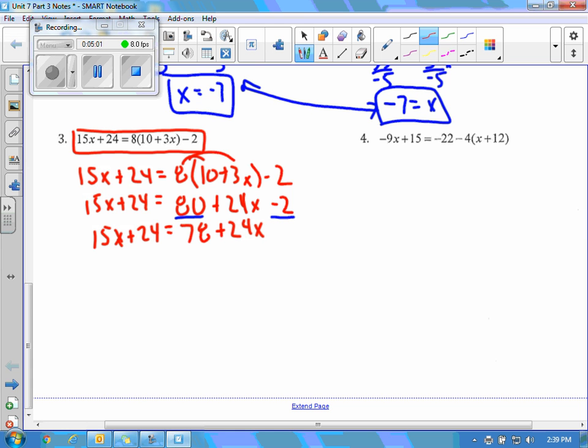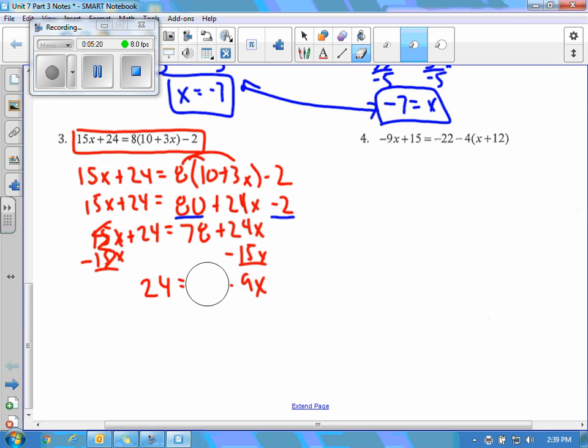Again, I'm going to choose to subtract 15x from both sides. The reason why I'm doing that is that I want to wind up with a positive coefficient, so that's positive 9x. If I had subtracted 24x from both sides, I would have wound up with a negative 9x, so I just don't want to do that. So that should be 78 right there, so 78 plus 9.